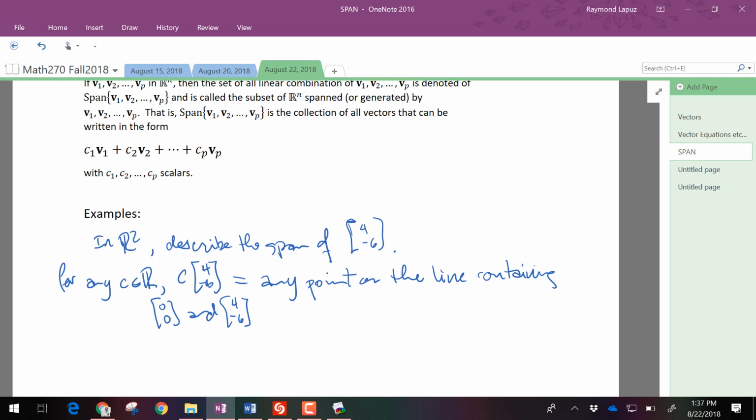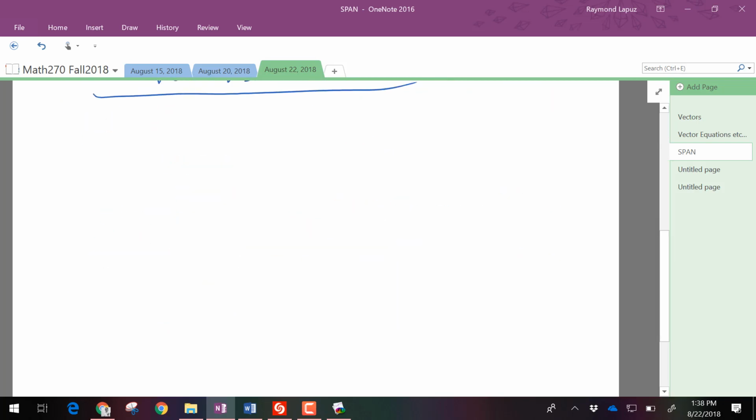You can, but we're looking for the span not of the i and j vectors, but of the vector 4, negative 6 only. So if we come up with another example where we have 2 vectors, then we can change those 2 numbers in front of those 2 vectors. So let's still stay in our R2. Let's say we have a vector v1. Now I need 2 vectors.